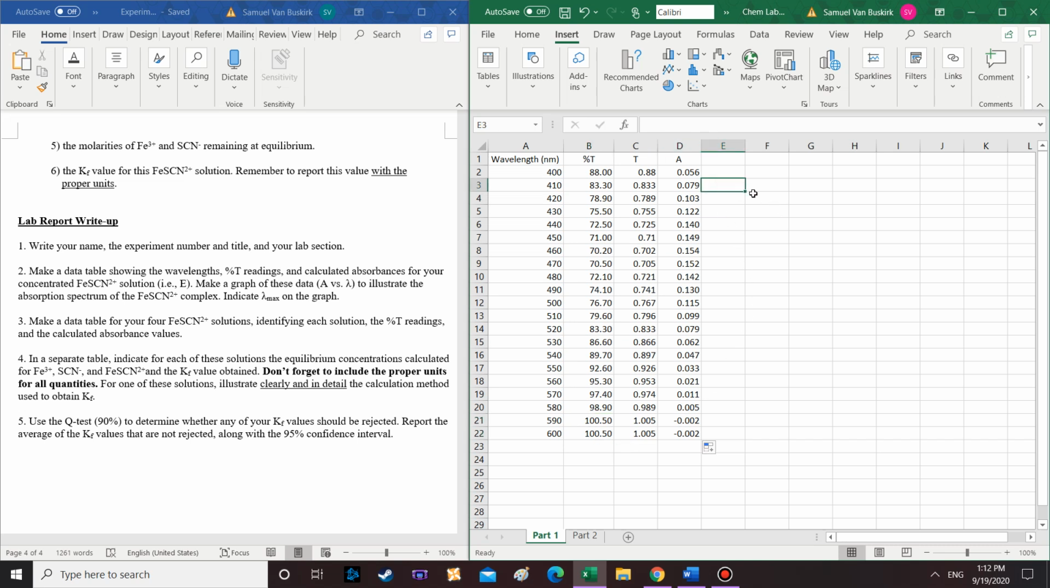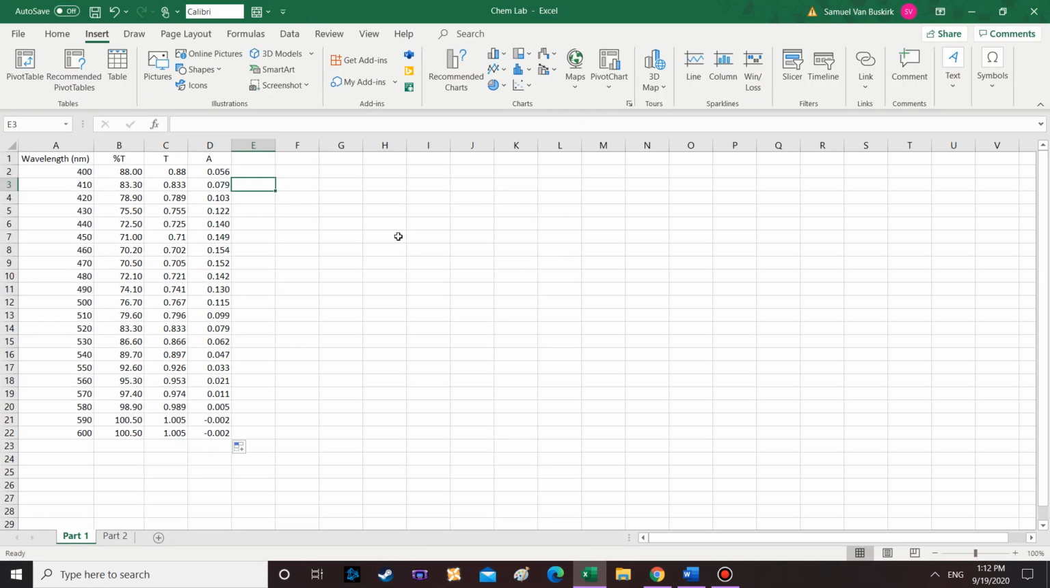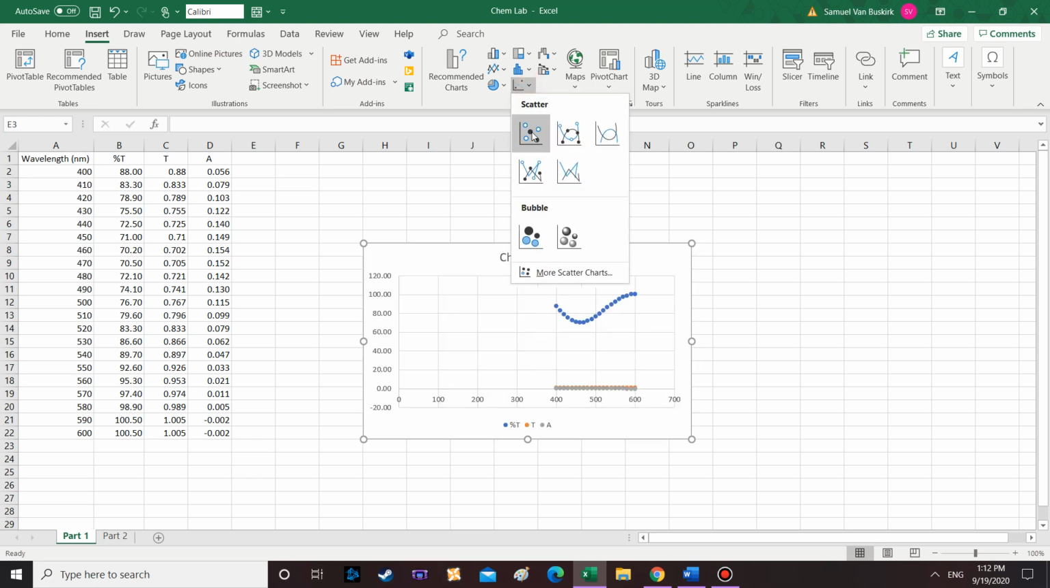All right, so now we're going to go ahead and make our chart. I'm going to bring this to the big screen here just so we can see what we're doing better. So I'm going to get a scatter plot. I'm over here in the Insert tab, and I'm going to come down and pick Scatter Plot here.